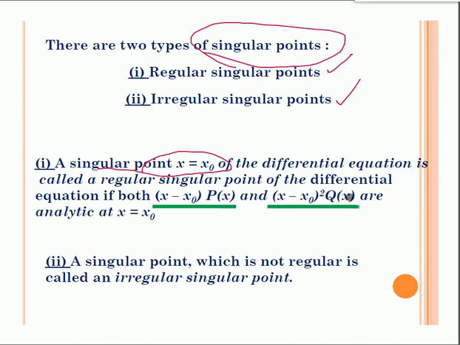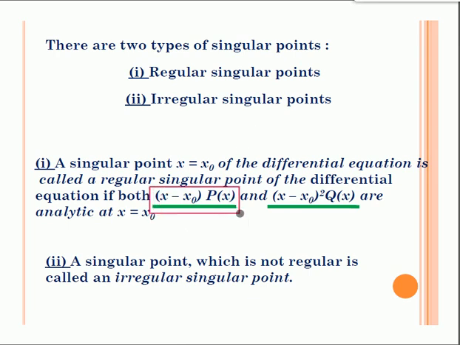For that purpose again I need to take two things. What are the two things? x minus x naught into p of x, that is, p of x multiplied with x minus x naught. Then q of x multiplied with x minus x naught whole square. These should be analytic at x equal to x naught. The first one is x minus x naught multiplied by p of x, and the second is x minus x naught square multiplied by q of x.